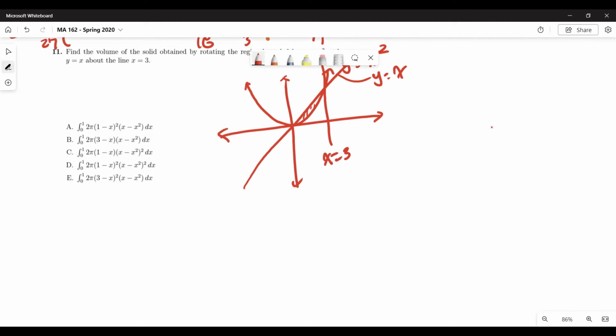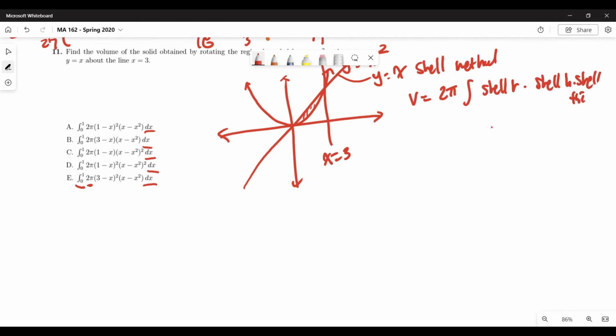Okay, and now let's look at our answer choices. It starts with dx, and it's 0 to 1, we are given, and it starts with 2 pi. This means they're using the shell method. The shell method volume is 2 pi integration of shell radius, shell height, and shell thickness. In the given answer choices, it all starts with 0 to 1. So it's 2 pi, 0 to 1. We don't know shell radius and height yet, but the thickness is all dx. So dx is already given.